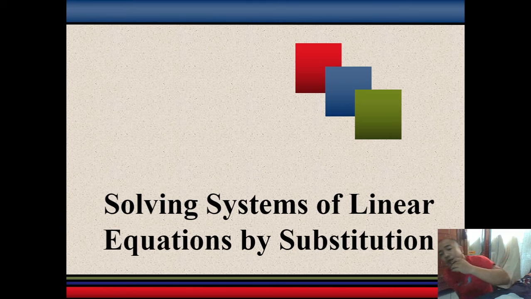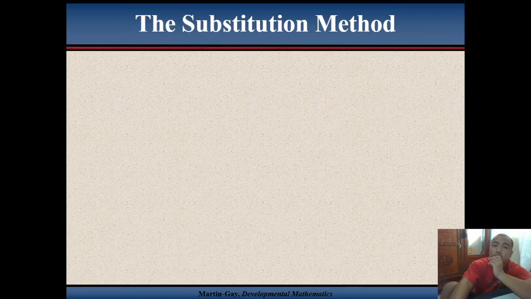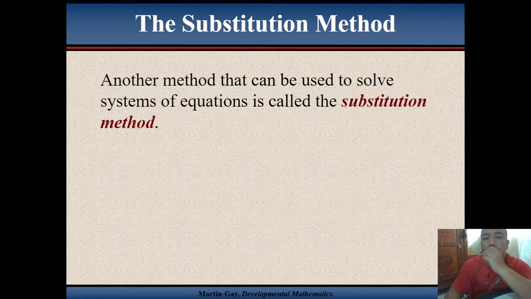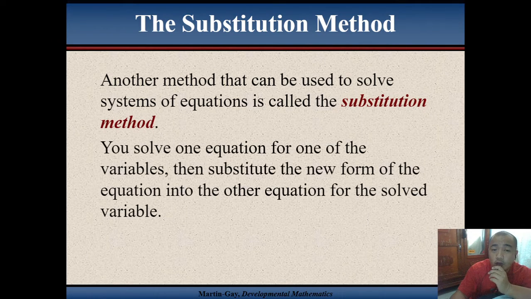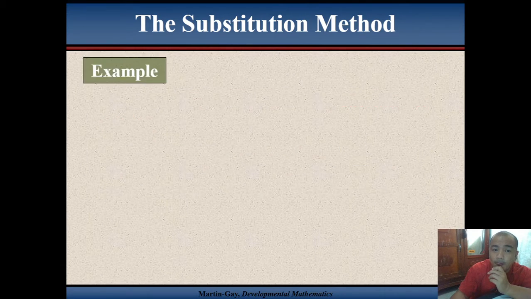Alright, we are now through with systems of linear equations by graphing. Let us proceed to another method of solving systems of linear equations. This is called substitution. The substitution method is another method that can be used to solve systems of equations. You solve one equation for one of the variables, then substitute the new form of the equation into the other equation for the solved variable.